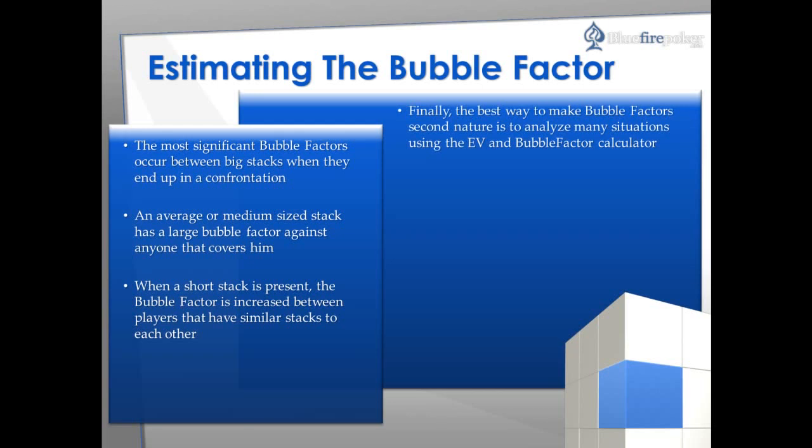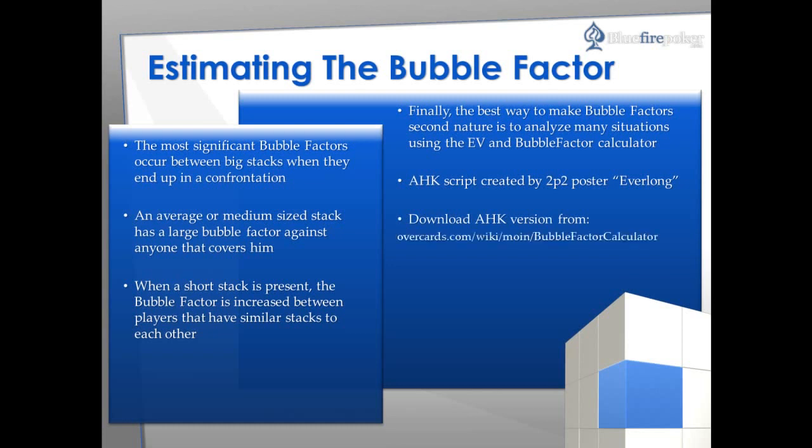Finally, the best way to make bubble factor second nature is to analyze a bunch of different situations yourself. And we can do that using a little software program called the EV and Bubble Factor Calculator. And this is an AutoHotkey script that was created by a poster on 2+2 that goes by the name Everlong. And you can download the AutoHotkey version from overcards.com. That site is down quite often, so I made an exe version that you can download from this site.